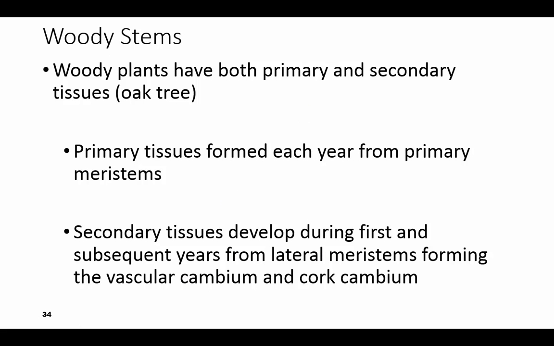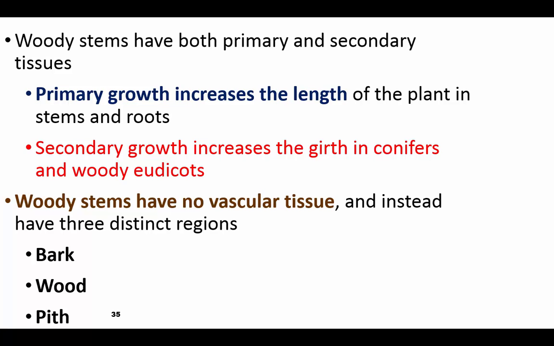Now the woody stems are the other type we want to mention. They have primary and secondary tissues. Think of an oak tree. The primary tissues form each year from the primary meristems, and the secondary tissues develop during the first and each subsequent year from the lateral meristems, and they form the vascular cambium and cork cambium. Woody stems have both primary and secondary growth. The primary growth increases the length of the stem and the roots, and the secondary growth increases the girth, the width of the tree.